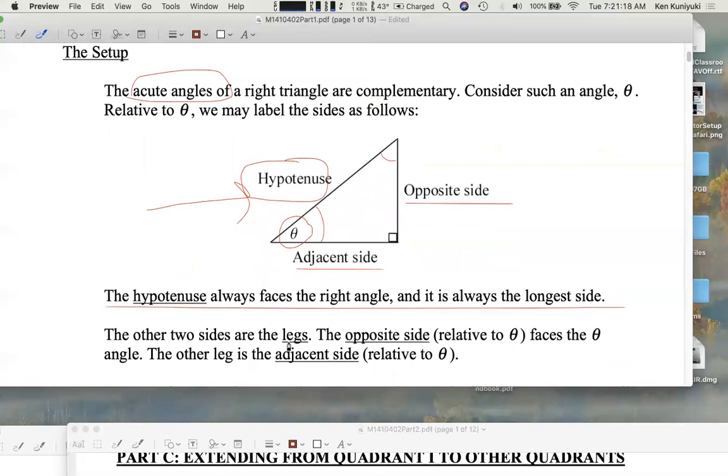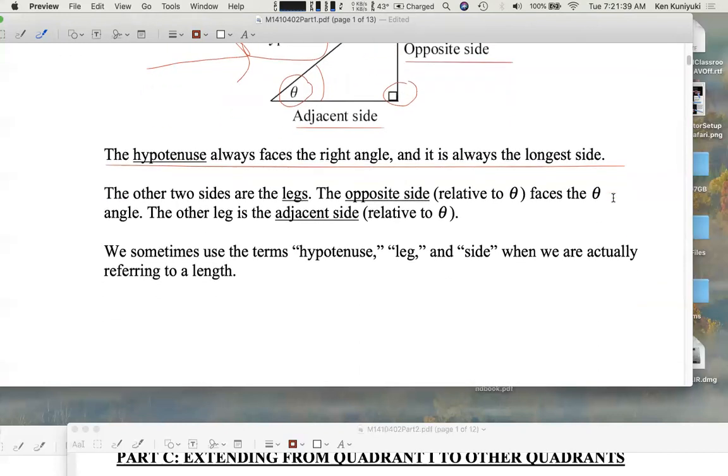So once again, the other 2 sides are the legs. The opposite side faces the angle. The adjacent side sort of makes up the angle, together with the hypotenuse. Remember, we're not focusing on this right angle here. We're focusing on one of these 2 acute angles that are complementary.